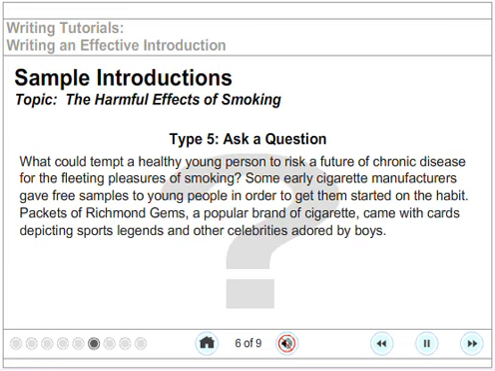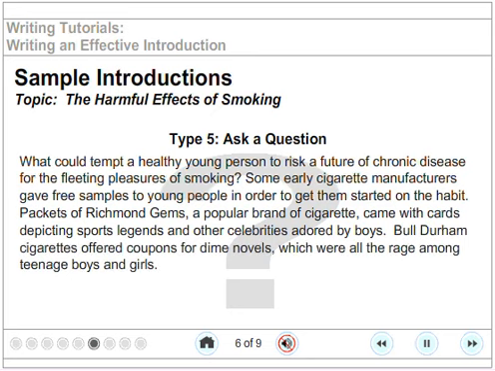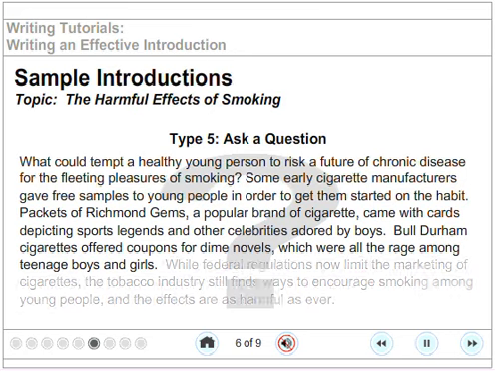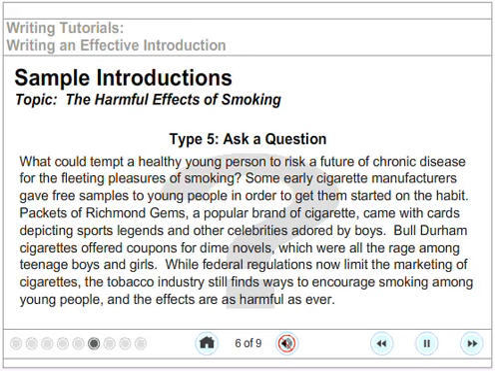Packets of Richmond Gems, a popular brand of cigarette, came with cards depicting sports legends and other celebrities adored by boys. Bull Durham cigarettes offered coupons for dime novels, which were all the rage among teenage boys and girls. While federal regulations now limit the marketing of cigarettes, the tobacco industry still finds ways to encourage smoking among young people, and the effects are as harmful as ever.